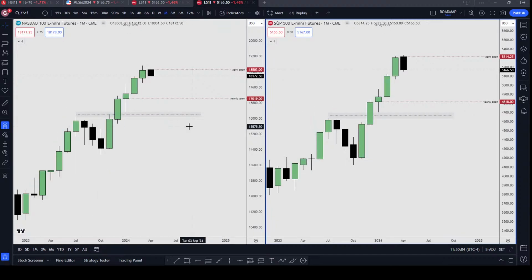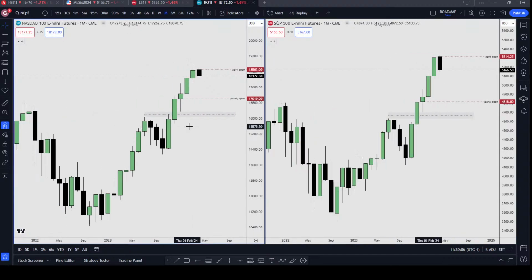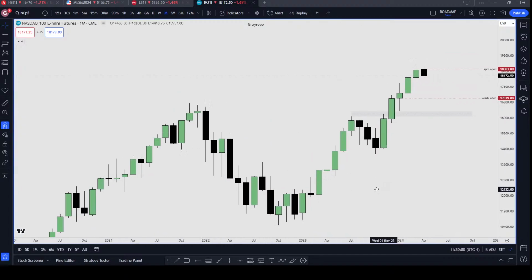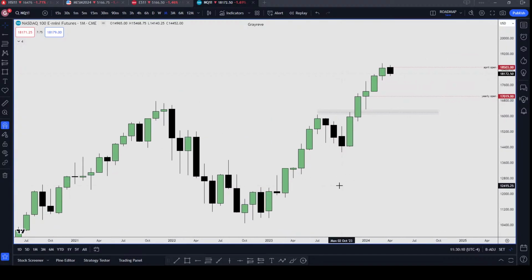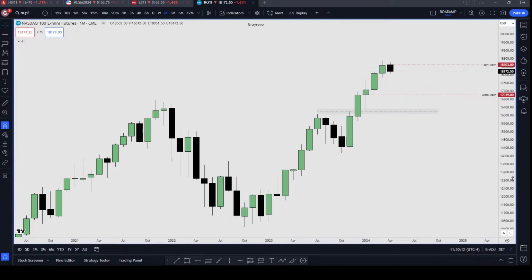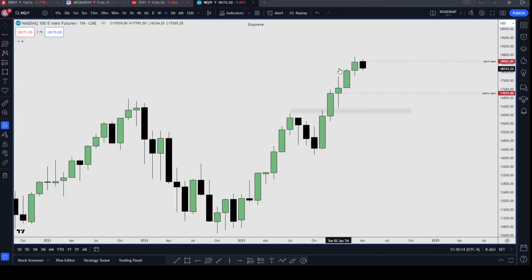With these levels, I'll be going down into the lower time frames step by step, and then I'm going to see if there are any key levels that I can utilize for next week's trade, or maybe establish a bias for the next few weeks.